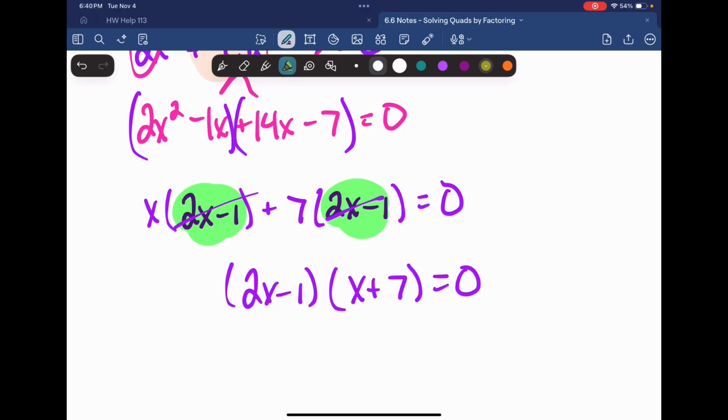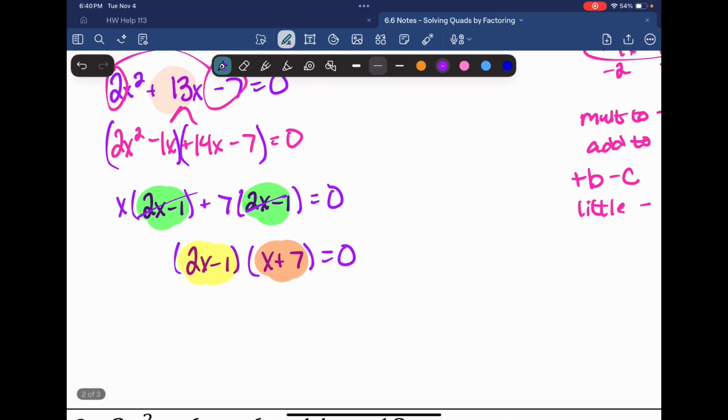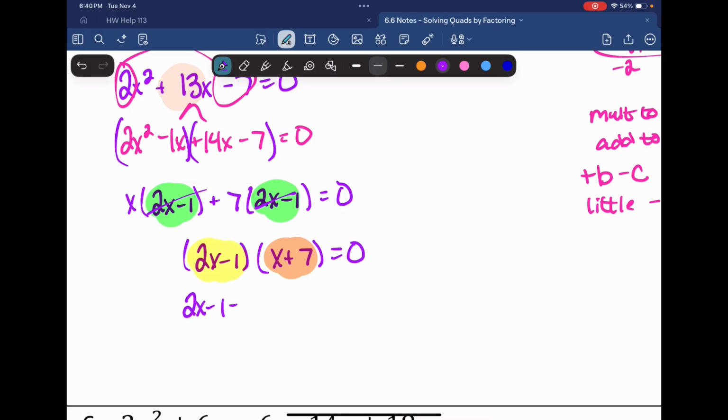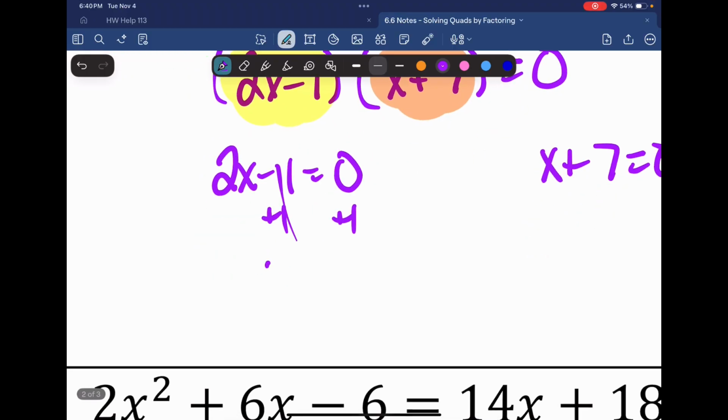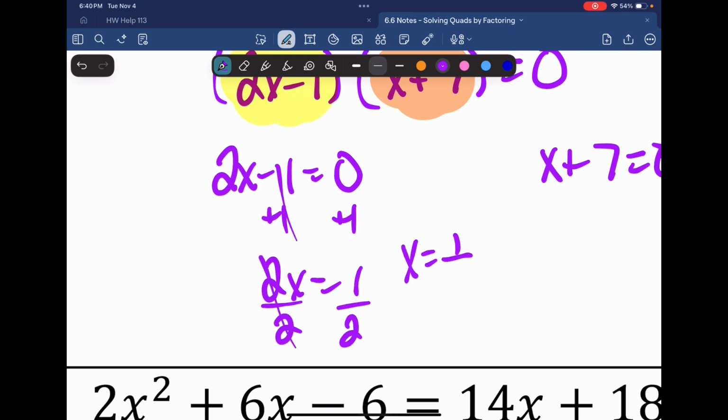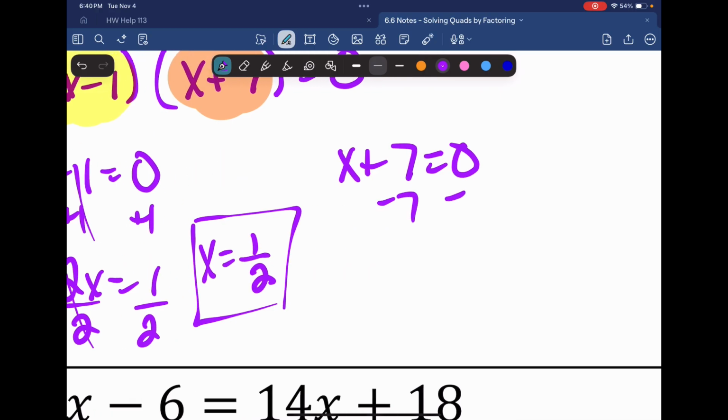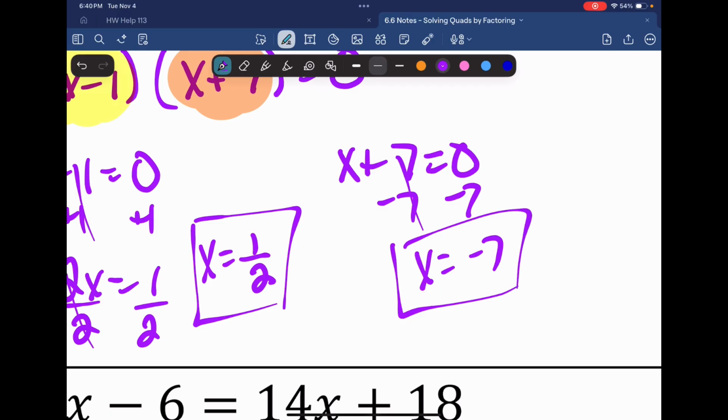Now it's no longer quadratic. I no longer see the x squared. So I am done factoring. So I have factor number 1, 2x minus 1. Factor 2, x plus 7. Set them equal to 0. So on 2x minus 1, I'm going to add the 1 and divide by 2. And on x plus 7, I'm going to subtract the 7. So our 2 solutions are positive 1/2 and negative 7.